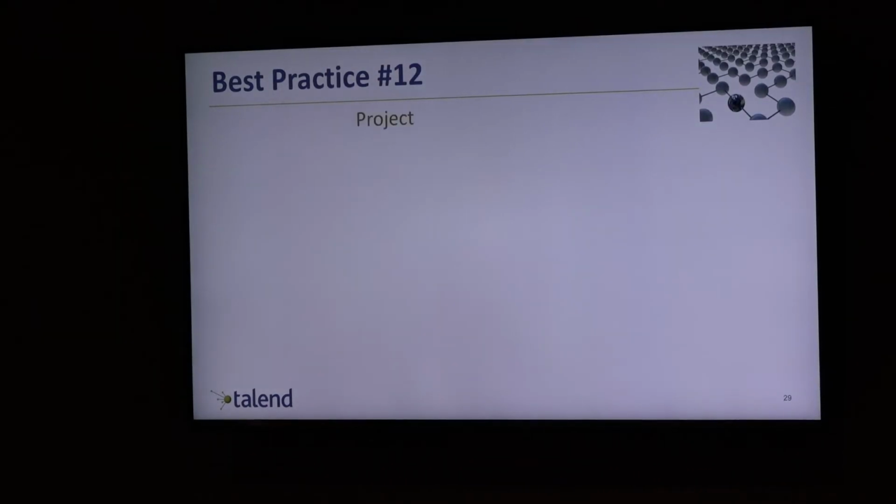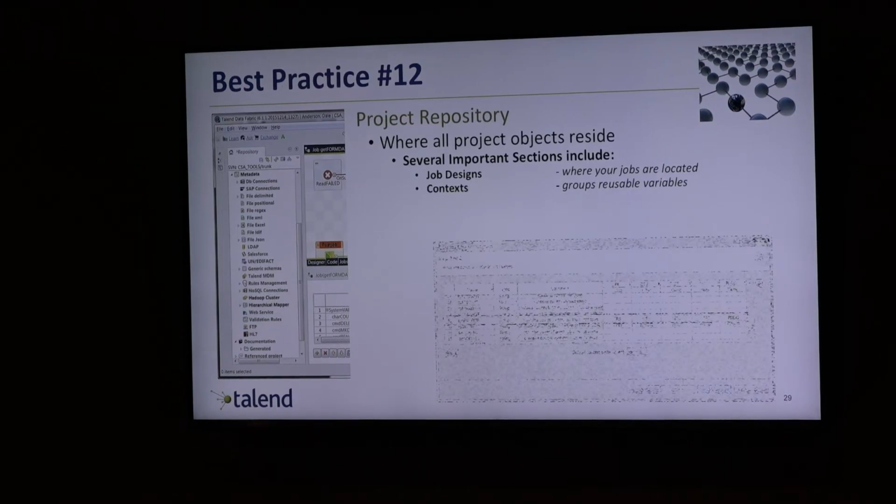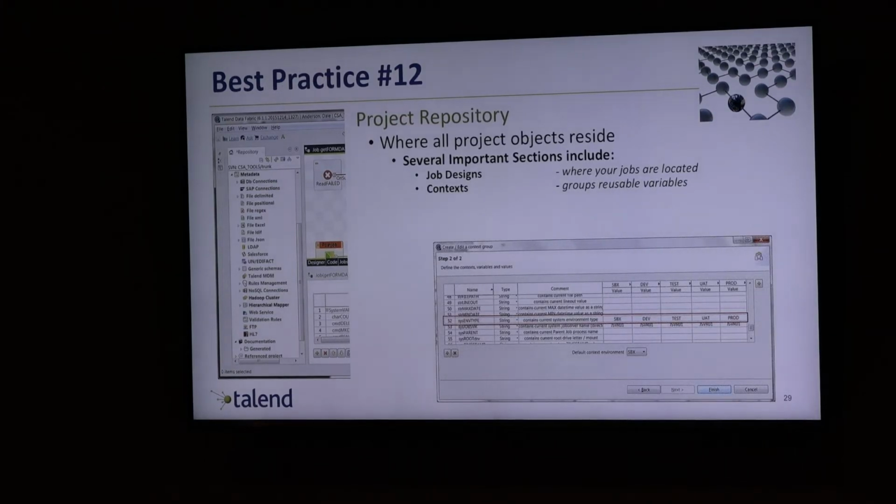Number 12, we are talking about the project repository. On the project repository side, there are obviously a lot of things going on. The job designs are important, where jobs are located, and there are the context variables. If you're not using context variables, you have to.